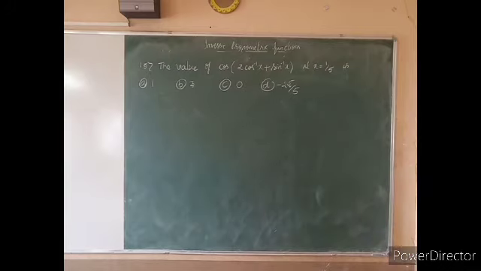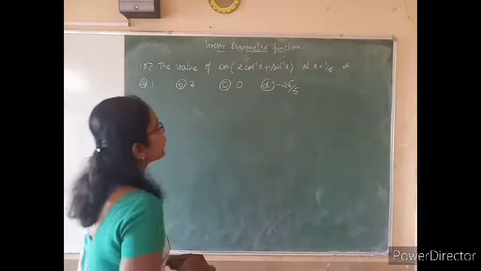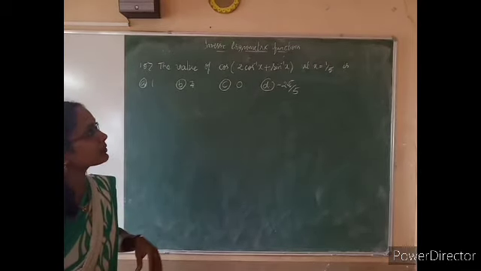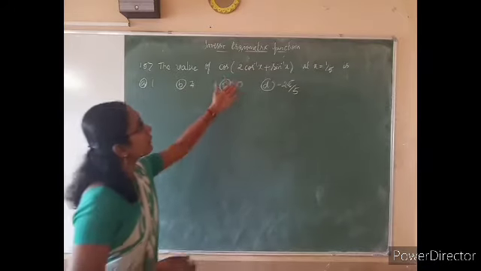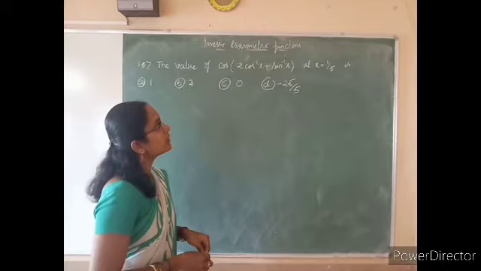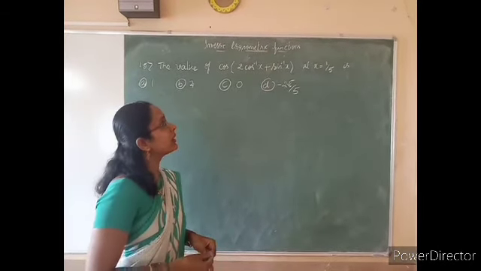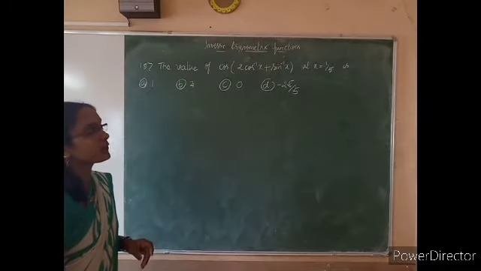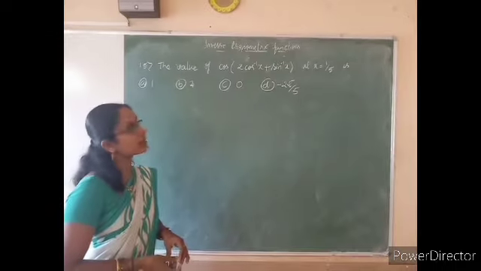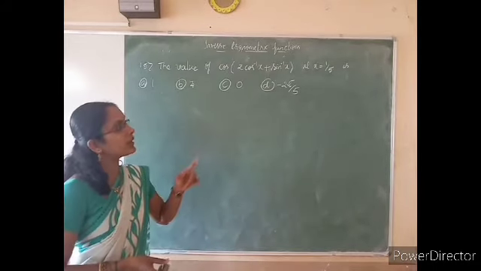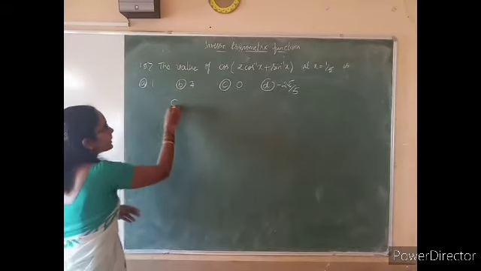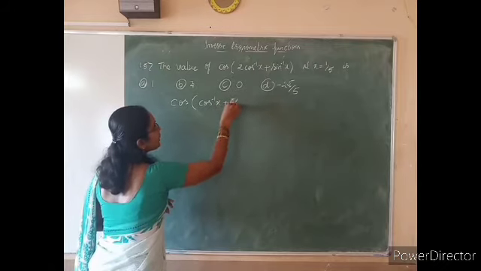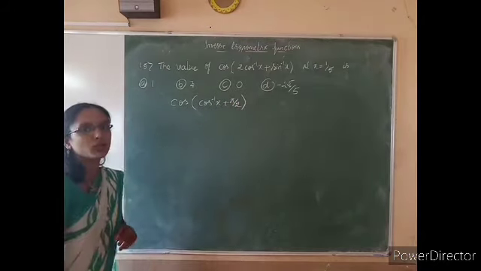The next problem: you have to find the value of this expression. By inspection also you can find the value by substituting x equal to 1 by 5, but this is not a standard angle, so to avoid that we use a property. To cos inverse of x plus sin inverse of x, we write cos inverse of x plus cos inverse of x, that is 2 times cos inverse of x, and one more sin inverse of x. So totally this becomes cos of (cos inverse of x plus pi by 2), because sin inverse of x plus cos inverse of x is equal to pi by 2.